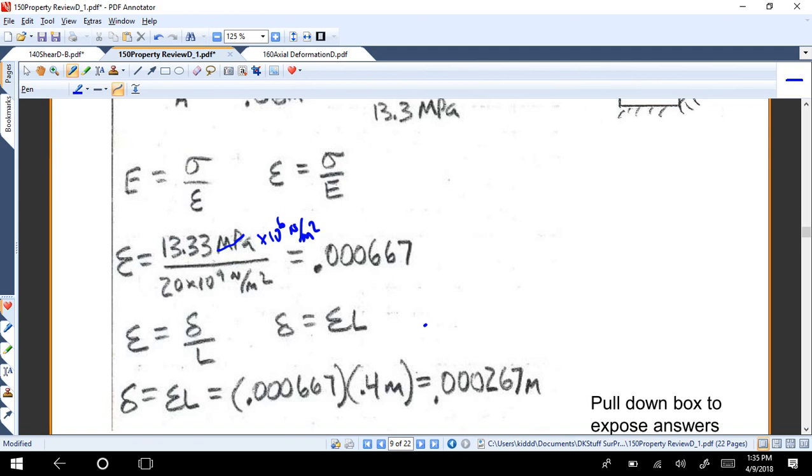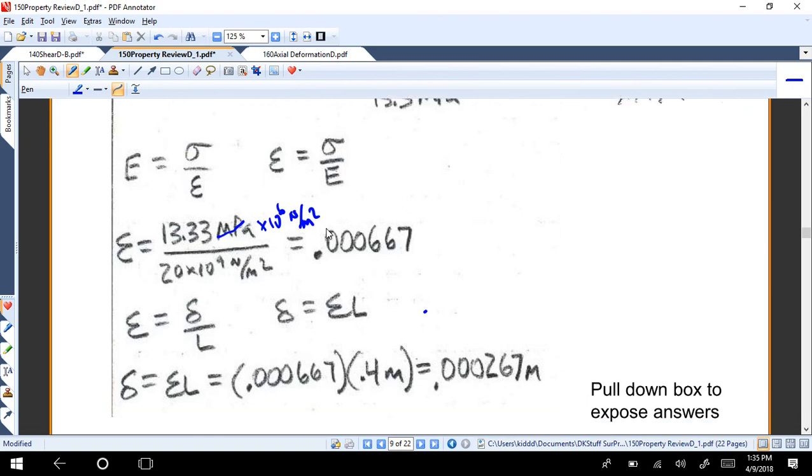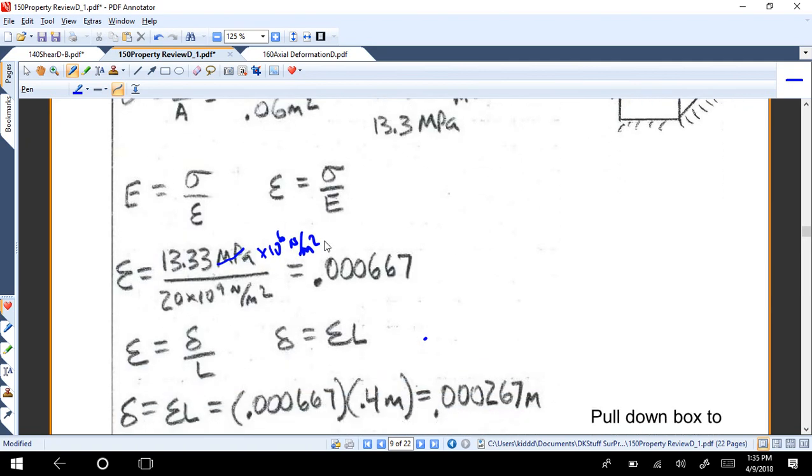Load over area is stress. The strain, epsilon, is the stress over the modulus. And then delta is the strain times the length. That's how it'll work for the shear. So that's just real basic stuff.